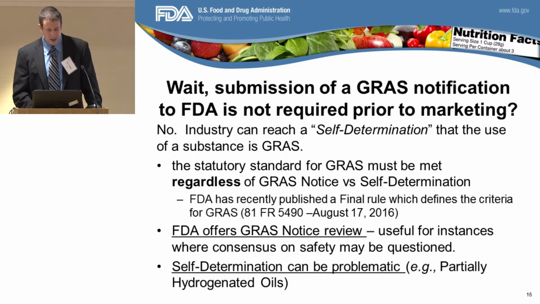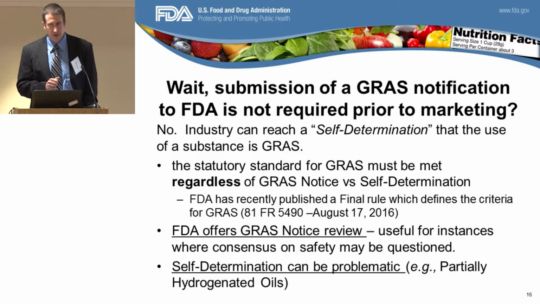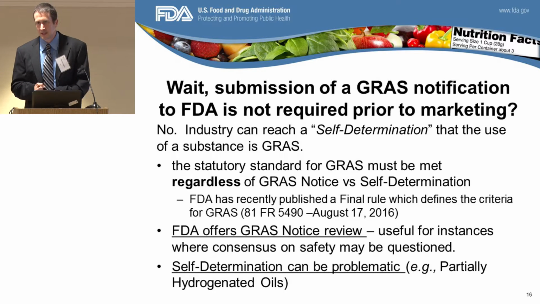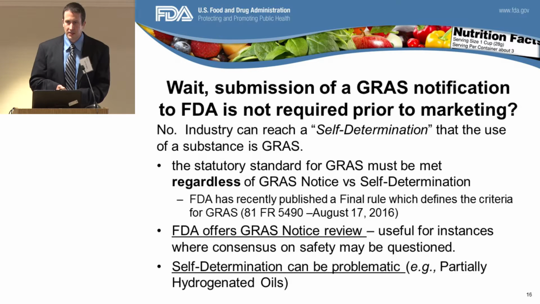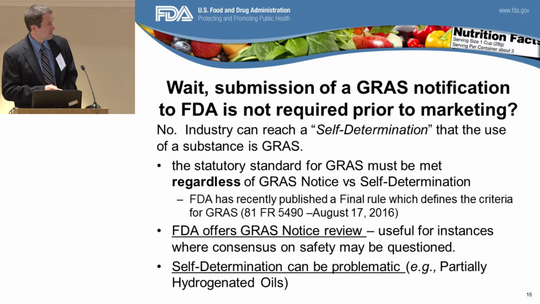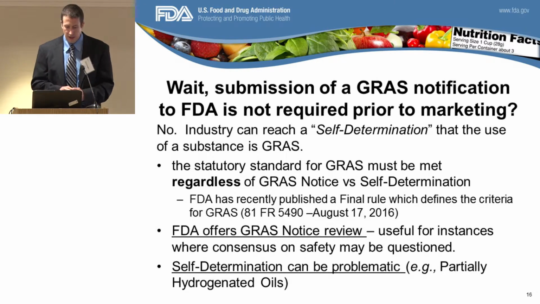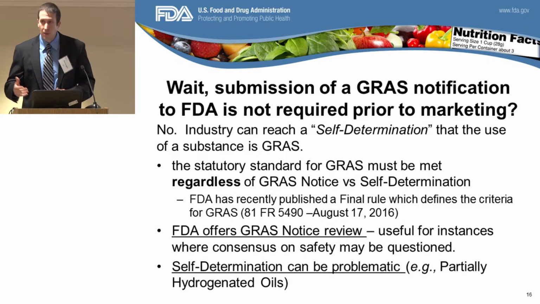Industry can reach a self-determination that the use of a substance is GRAS, but it's important to note the statutory standard for a generally recognized as safe substance is the same whether or not that's a self-determination or whether or not you submit a GRAS notification to FDA. The information used to support a GRAS determination must be publicly available, and there must be a public consensus that that information demonstrates that the use of that substance in food packaging is generally recognized as safe. That can be somewhat difficult to meet.